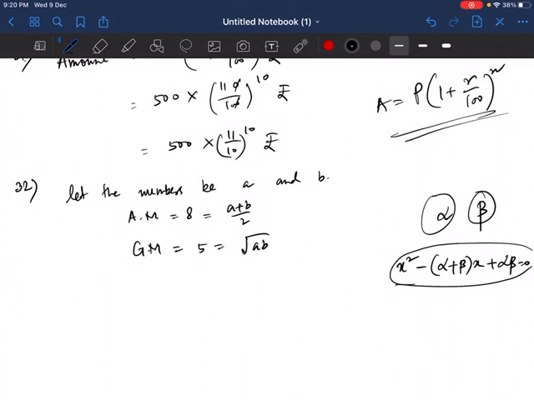So it's not actually an AM-GM problem. It's very, very easy. Actually, you have to find the roots. So you have to find the value of A and B, because AM and GM are not the roots. It says if AM and GM of roots of the quadratic equation. So basically alpha and beta, they are the roots of the quadratic equation. Now these two numbers, AM is given, that is 8, and these two numbers GM, that is 5. So we have to find the value of A and B.